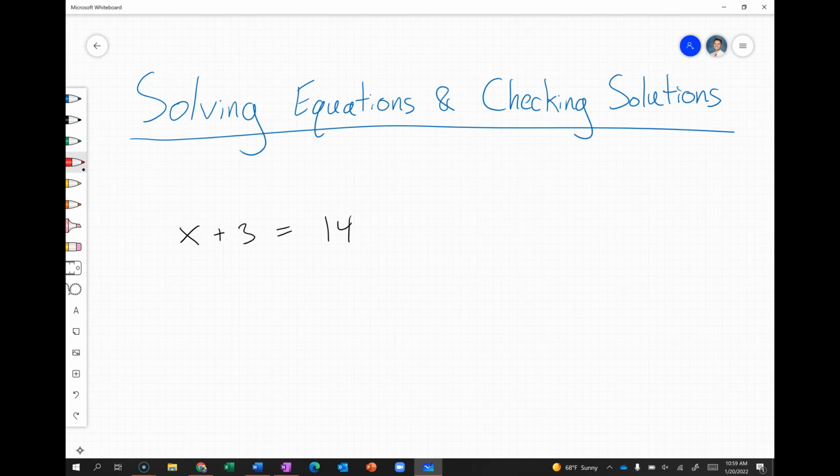I like to just write minus 3 underneath each of these. This is showing that I'm going to subtract 3 from the left side of my equation and from the right side of my equation. Then that's going to leave me with x on the left side, and on the right side, I have 14 minus 3, which is 11. Once we have the solution, we can box that just to make it clear what our solution is.